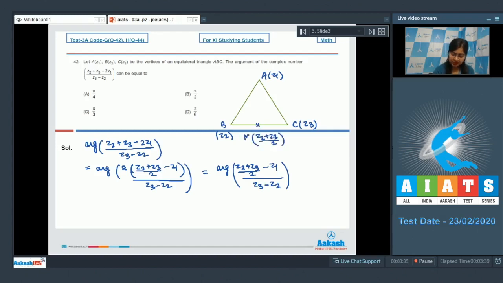Let us say this is M. So if we talk about AM, as it is an equilateral triangle and this is the midpoint, this will be perpendicular to BC also. So we can see ((Z2 plus Z3) by 2 minus Z1) divided by (Z3 minus Z2) is nothing but plus minus pi by 2. So from the given options, option number B is the correct answer.